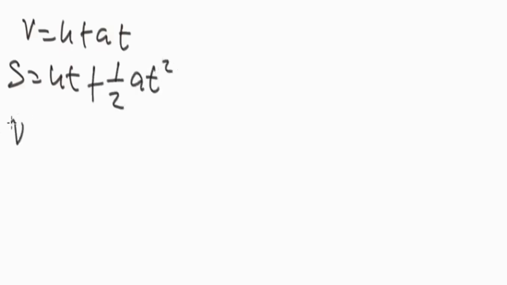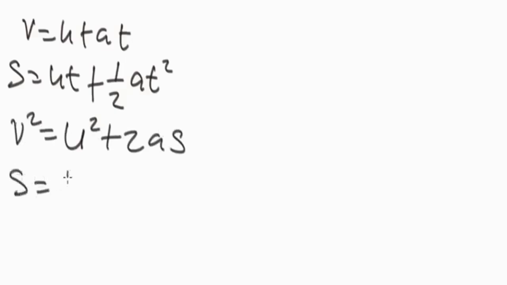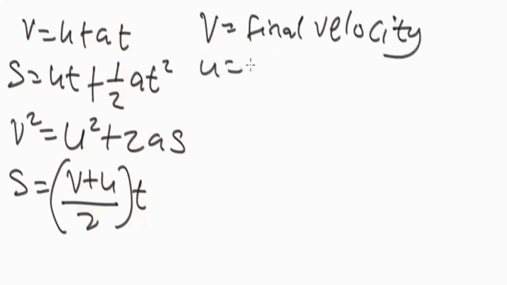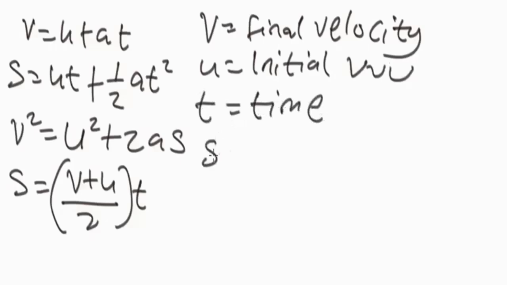We have the third one to be v squared equals u squared plus 2as. Alright, we have our x equals (v plus u) over 2, in brackets, times t. So here our v is our final velocity, our x is our distance. Let me write it here for you. Our v is final velocity, our u is initial velocity, then we have t is time, x is distance.